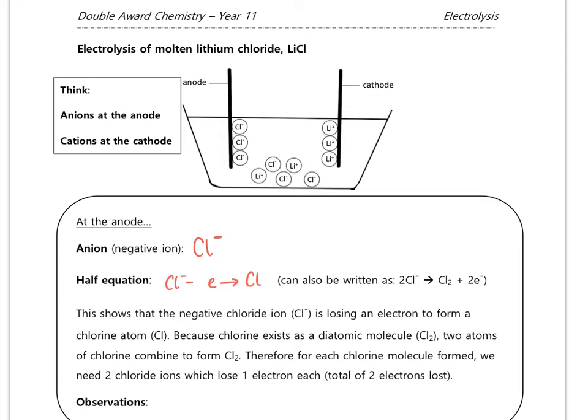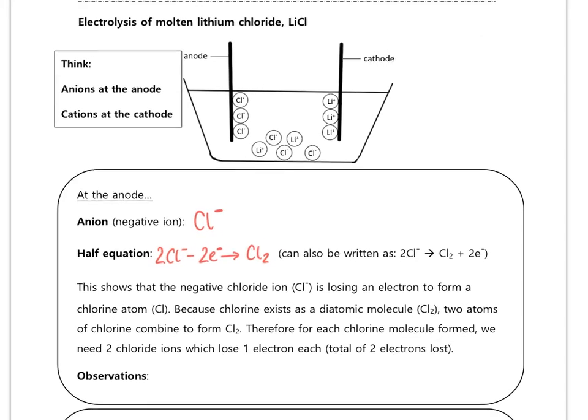But as we know, chlorine doesn't like to exist on its own. It exists as a diatomic molecule, which is Cl2. And in order for that to happen, we need 2 chloride ions, each losing an electron. And so in total, we're going to have lost 2 electrons. And don't forget the little negative charge when you're representing your electron. That's how we represent an electron in a half equation. So we've got 2 chloride ions, each losing 1 electron each. That's a total of 2 electrons. And that gives us our chlorine molecule, Cl2.